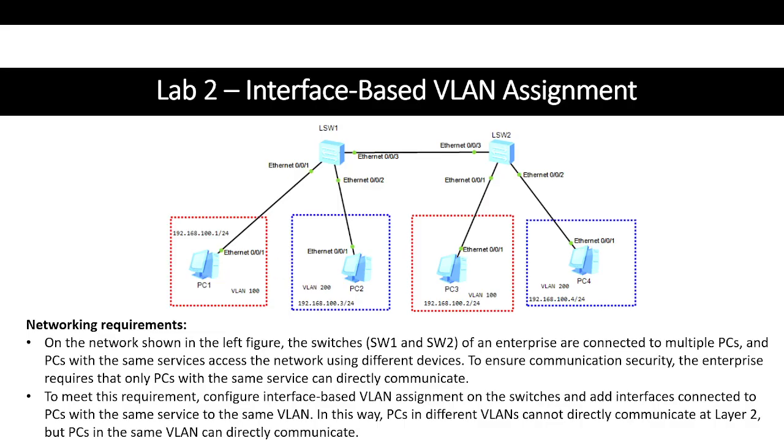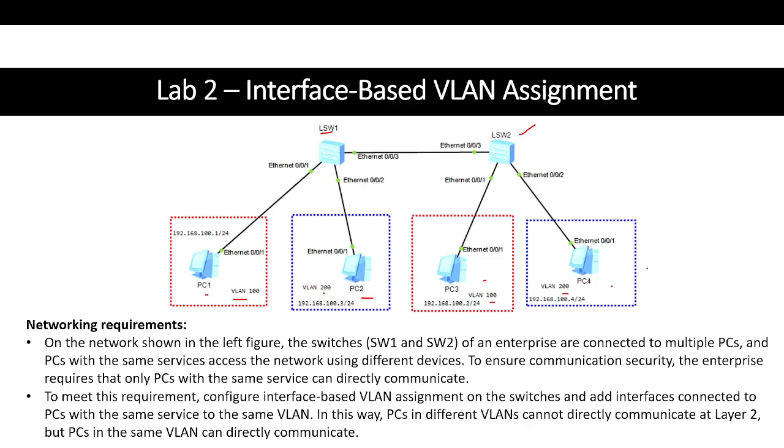You can see that this is the topology that we are using. We have two switches, switch 1 and switch 2, and they are connected on Ethernet 003. We also have PC1, PC2, PC3 and PC4, which are connecting to the switches. PC1 and PC2 are connecting to switch 1, and you can see that PC1 is in VLAN 100, PC2 is in VLAN 200, PC3 also in VLAN 100, and PC4 in VLAN 200.